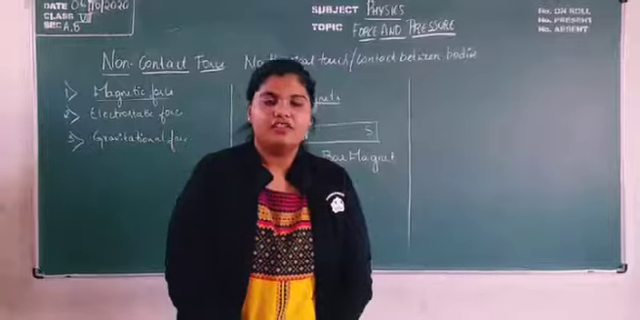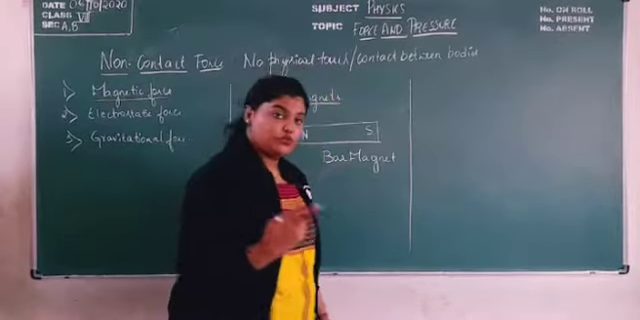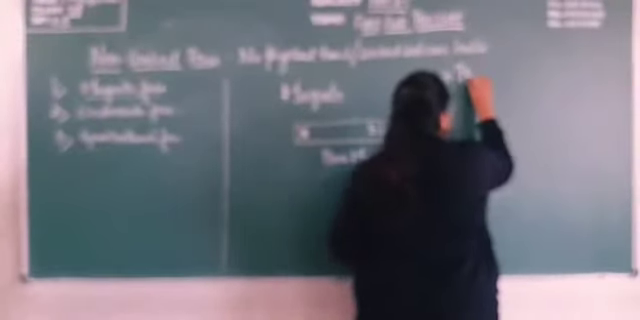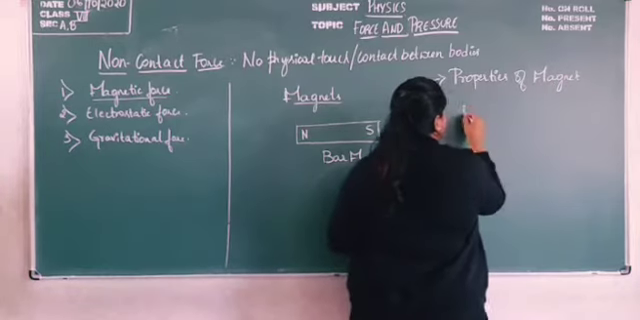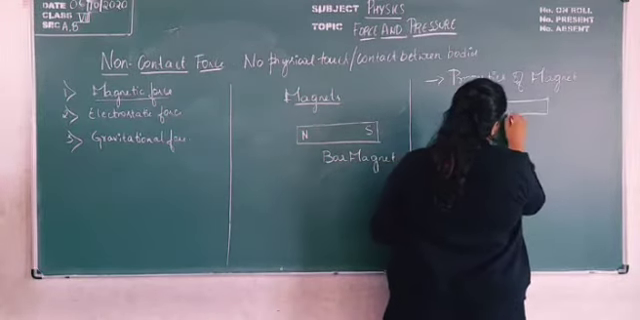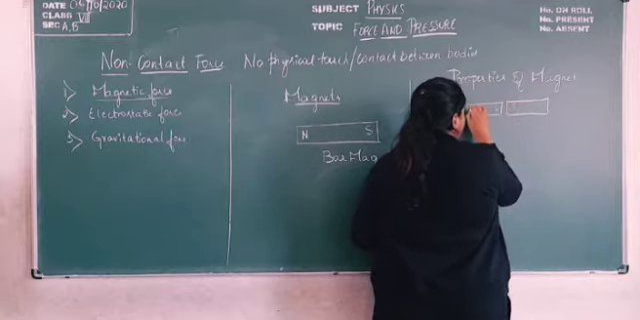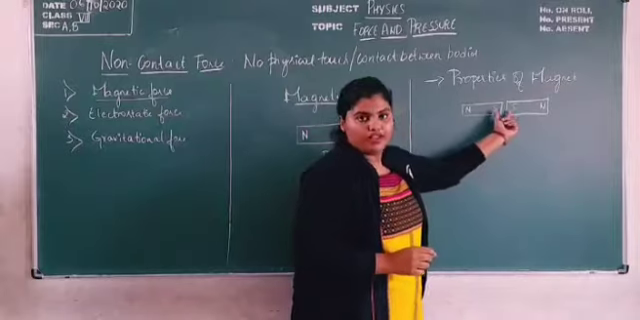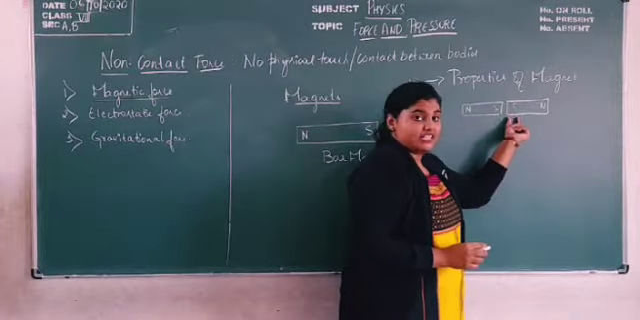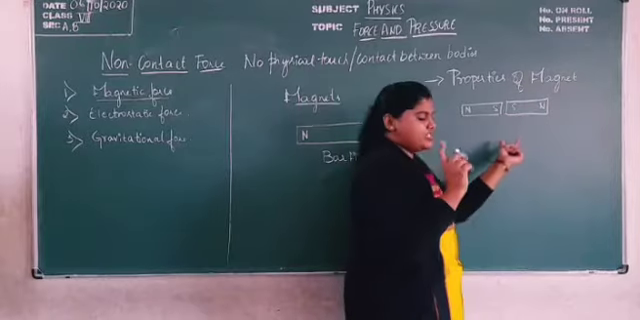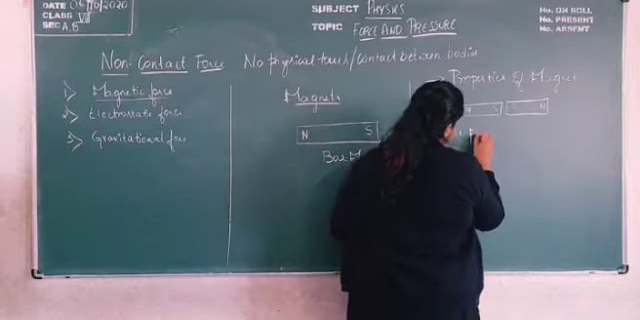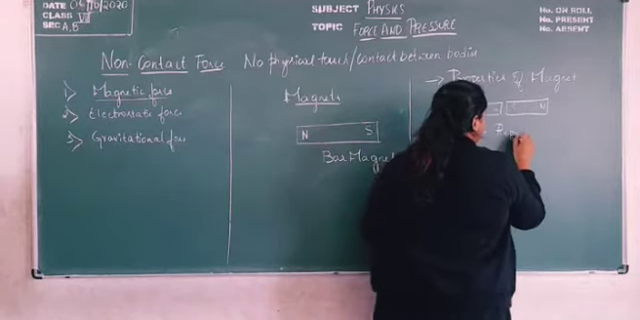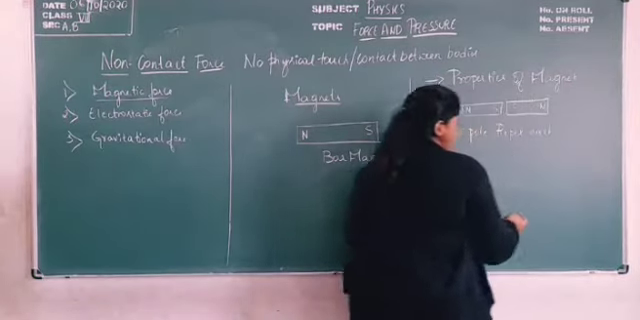Okay, so we just saw an experiment where we saw two properties of magnets. When like poles were kept, we just saw that when like poles come closer, they repel each other. This is the first property of magnets, that like poles repel each other.